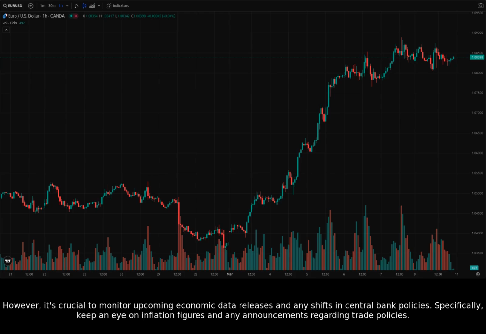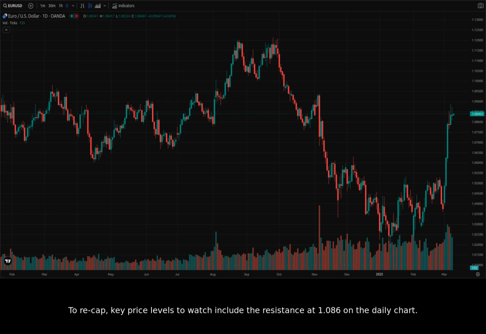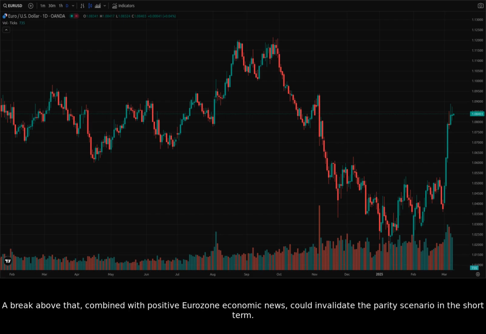However, it's crucial to monitor upcoming economic data releases and any shifts in central bank policies. Specifically, keep an eye on inflation figures and any announcements regarding trade policies. To recap, key price levels to watch include the resistance at 1.086 on the daily chart. A break above that, combined with positive Eurozone economic news, could invalidate the parity scenario in the short term. However, given the overall economic climate, any rallies are likely to be capped and will likely continue trending downwards.